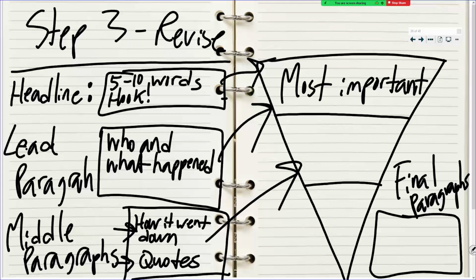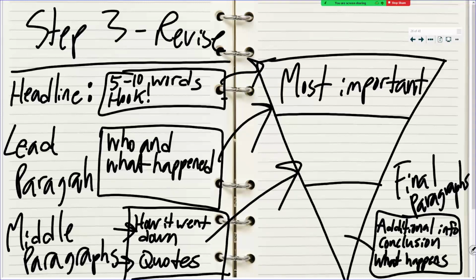And in our final paragraphs, we're going to have some additional info and then maybe a conclusion, or, you know, what happens next. And that's going to be the bottom of our information paragraph, right? So step 3, you're going to revise this thing, and again, I need a headline, I need a lead paragraph, I need a middle couple of paragraphs, and some additional info about what happens, right?